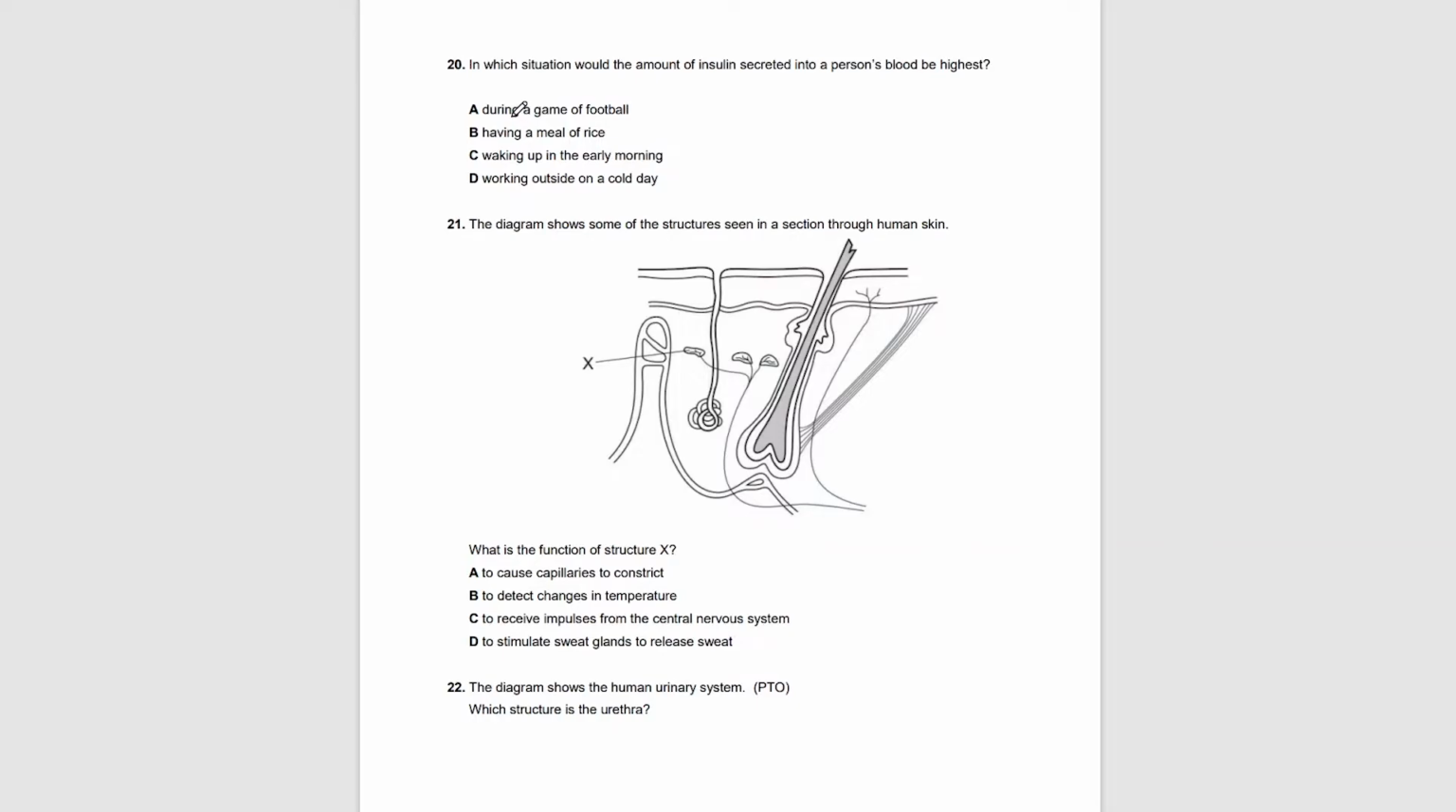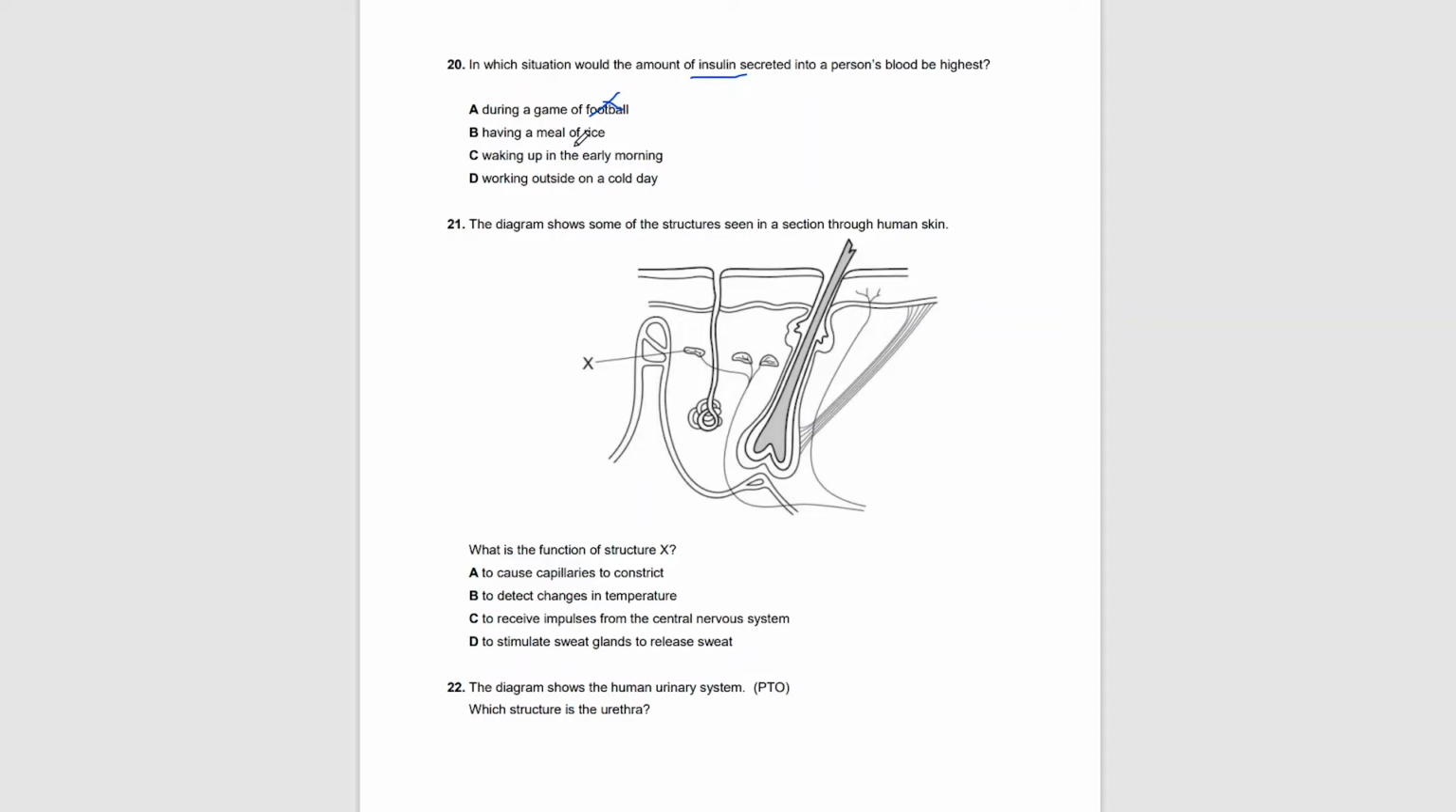Question 20. In which situation would the amount of insulin secreted into a person's blood be highest? During a game of football, having a meal of rice, waking up early in the morning, working outside on a cold day. So during a game of football, the blood glucose will decrease, and insulin decreases the glucose level of blood. During a game of football, the blood glucose level decreases because the muscles use up more glucose, so insulin is not released at that time.